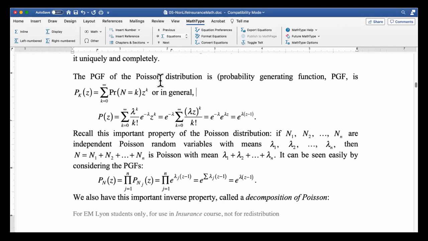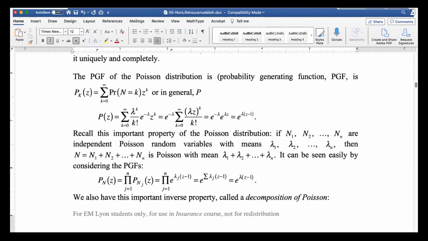P sub K of Z is equal to the expected value of lowercase z to the power of the random variable k. This is a concept used for describing probability distributions. It's a bit similar to the moment generating function, which I sometimes mention.